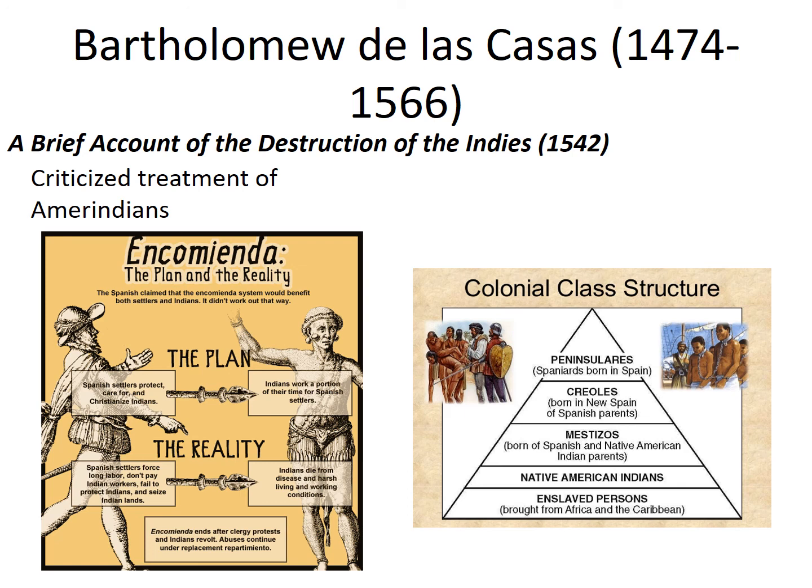That did not stop the Spanish from their treatment, though, and as we see here, the colonial class structure that will be in New Spain or in the New World will be the Peninsulares at the top. They were Spaniards, pure-blood Spaniards born in Spain.